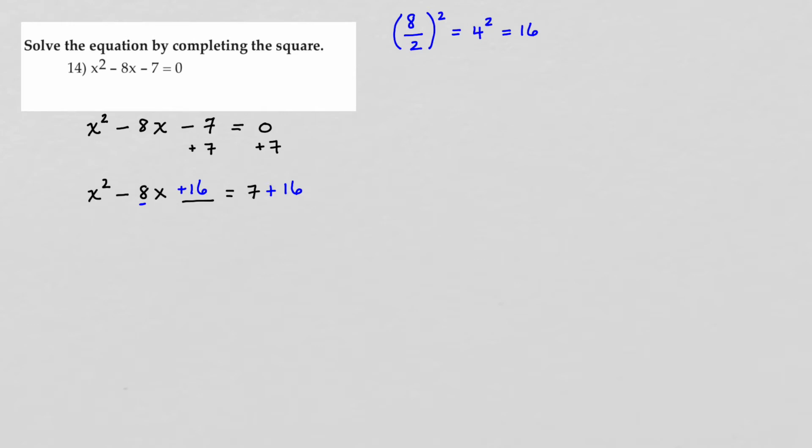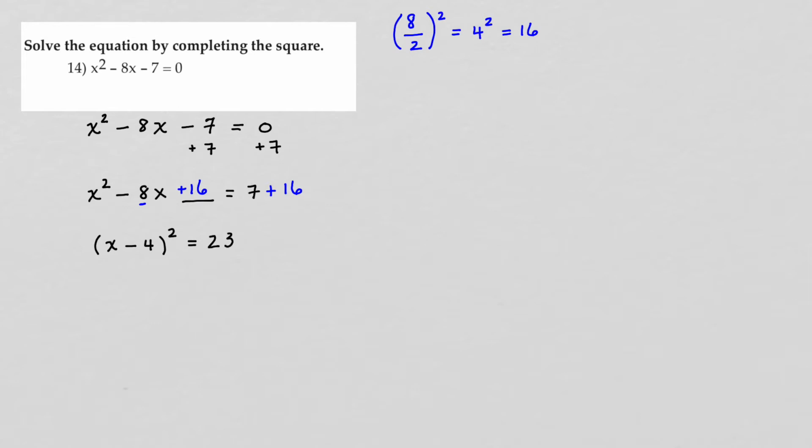So now I can factor x squared minus 8x plus 16, and that factors into x minus 4 quantity squared. We made it a perfect square trinomial, so it's going to be a binomial squared. That's what it means to be a perfect square trinomial. And on the right-hand side, 16 and 7 make 23.